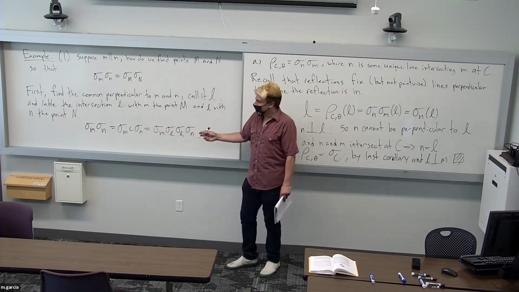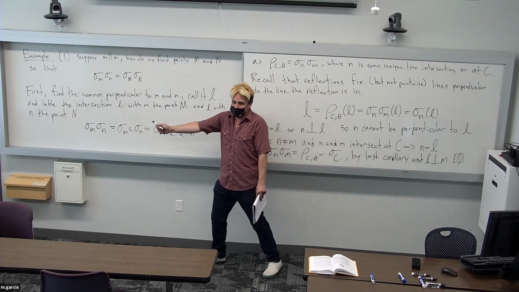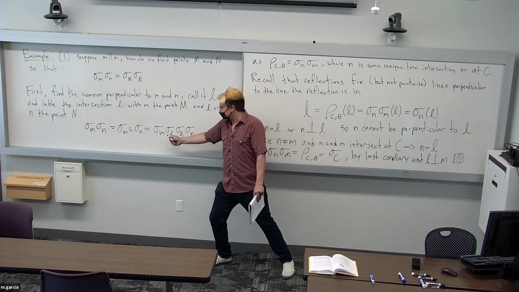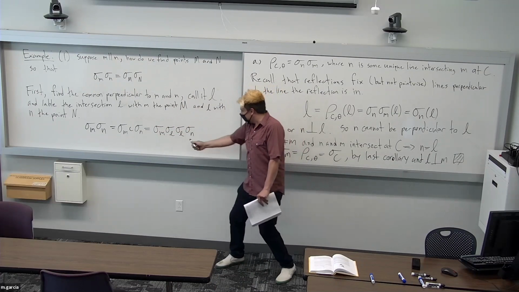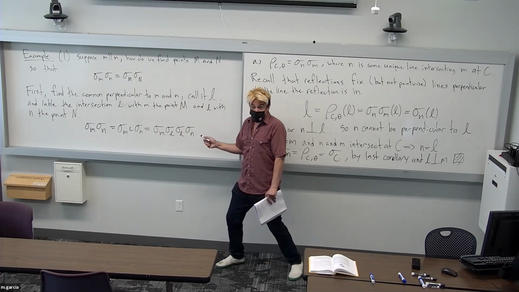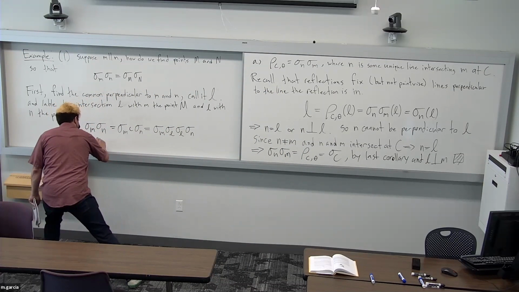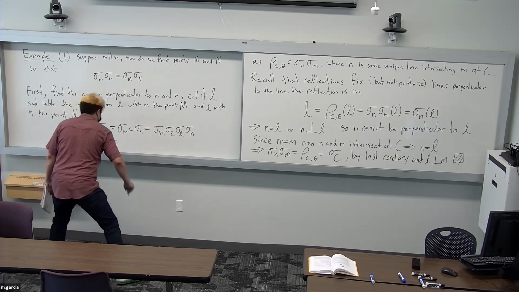Right. Because we suggestively labeled these M and capital N, we know that the rotations in these two perpendicular lines result in a half turn about capital M. And likewise for here. Okay? So this is equal to sigma M, sigma N.